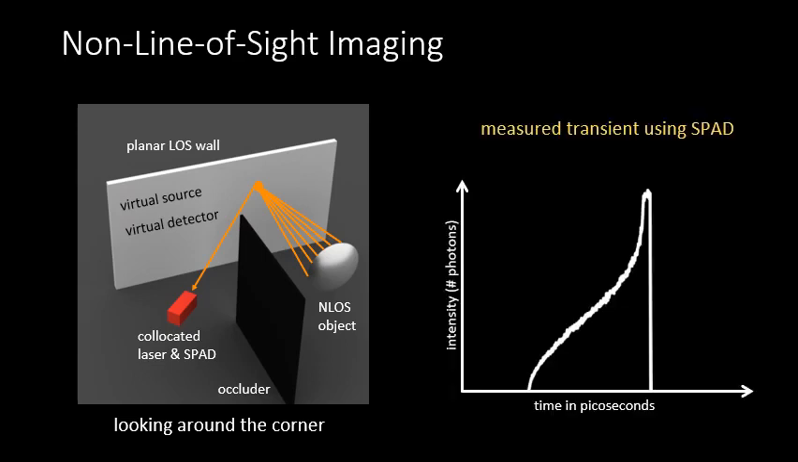In both cases, we assume that our source and sensor create a transient imaging system. This means that in the end, we measure not just a single intensity, but a histogram of intensities for different times of light in the non-line-of-sight scene. We call this histogram a transient.